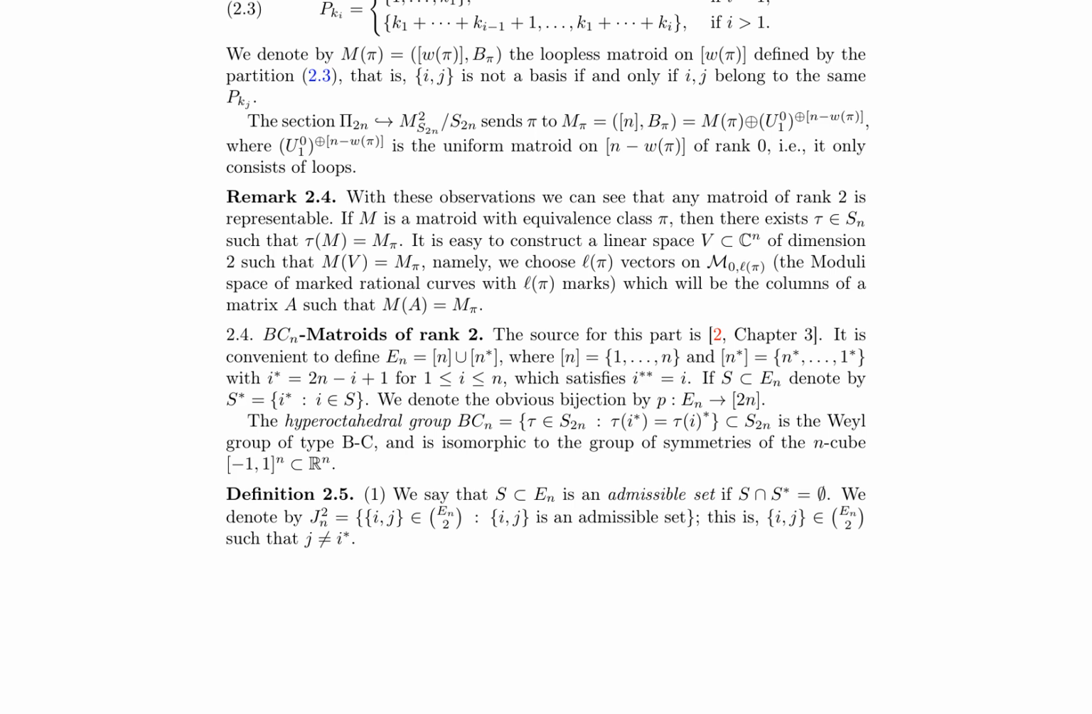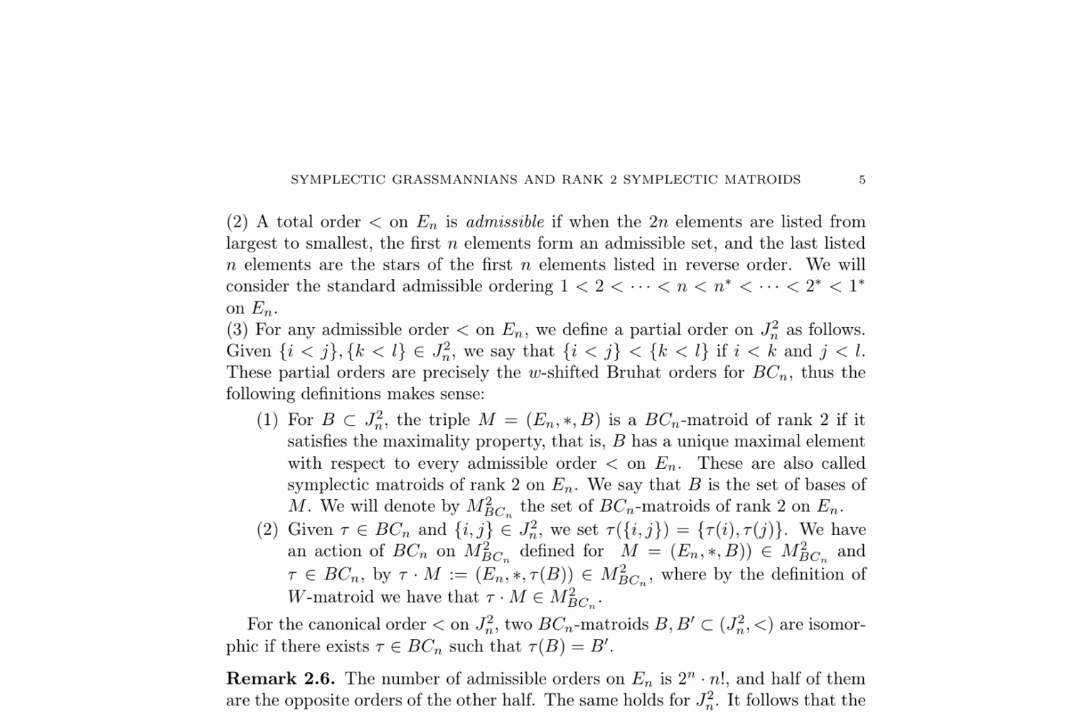This framework provides a rich foundation for exploring the properties and structures of matroids of rank 2 on 2n. The concept of symplectic Grassmannians and rank 2 symplectic matroids is introduced, defining a total order on [n] as admissible if it satisfies certain conditions. A standard admissible ordering is established, and for any admissible order, a partial order on J2n is defined, equivalent to the W-shifted Bruhat orders for BCn.